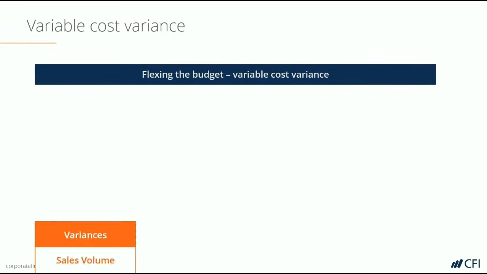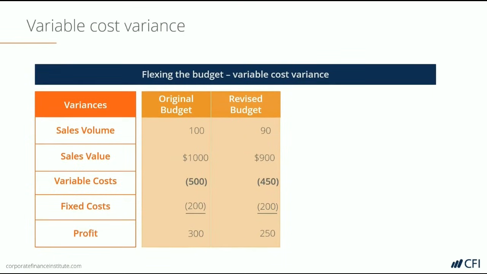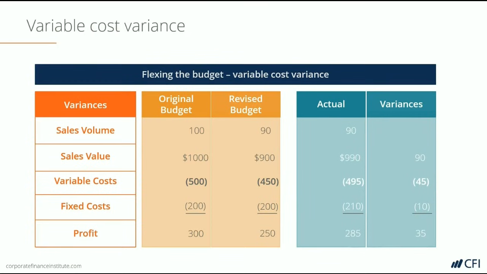Let's look at an example of variable cost variance analysis. So what we're going to do here is bring up these numbers again, and you can see we've got an original budget with variable costs of $500, a revised budget with variable costs of $450, and then actual results where the variable cost was $495. So in this case, we're measuring the variance relative to the revised budget.